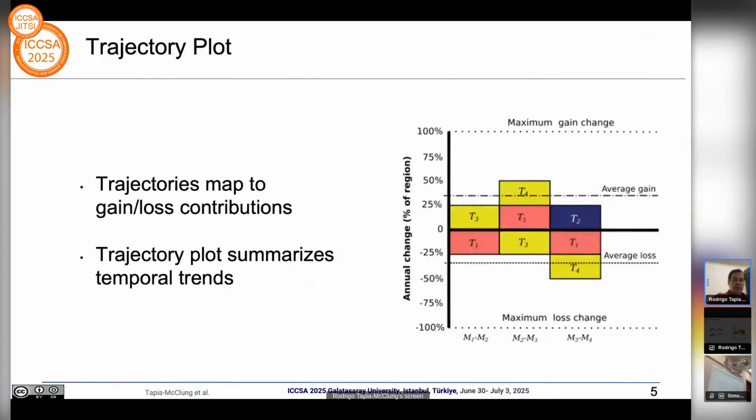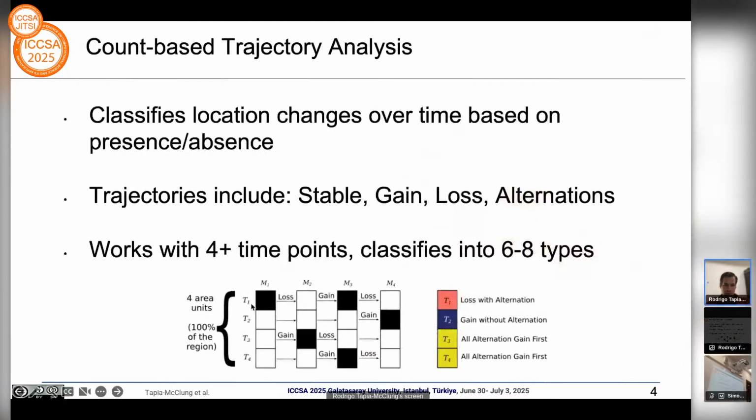So we then turn this type of trajectory into a trajectory plot, which allows us to visually see how we can map those trajectories in terms of gains and losses, and how those gains and losses contribute to the overall change in time and space. So this is a useful way to summarize all these changes in different pixels or different cells through time in terms of the whole study area. So we can see these contributions of different particular pixels through space and time.